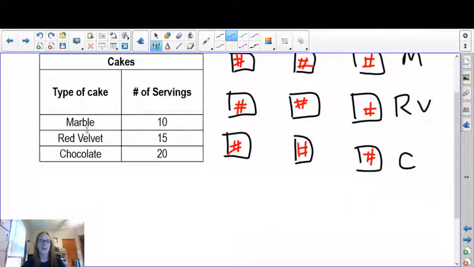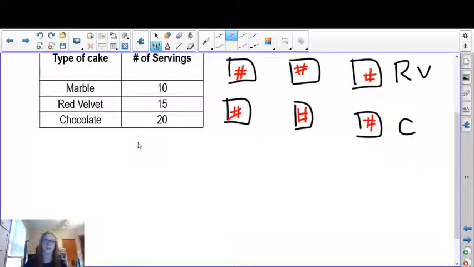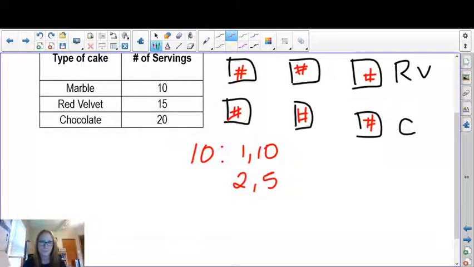It tells me that I have 10 pieces of marble, 15 of red velvet, and 20 of chocolate. So I want to know what number those three numbers could have in common. We're going to use the GCF, the greatest common factor, to determine that. So what are my factors of 10? I've got 1 and 10, 2 and 5, and that's it.